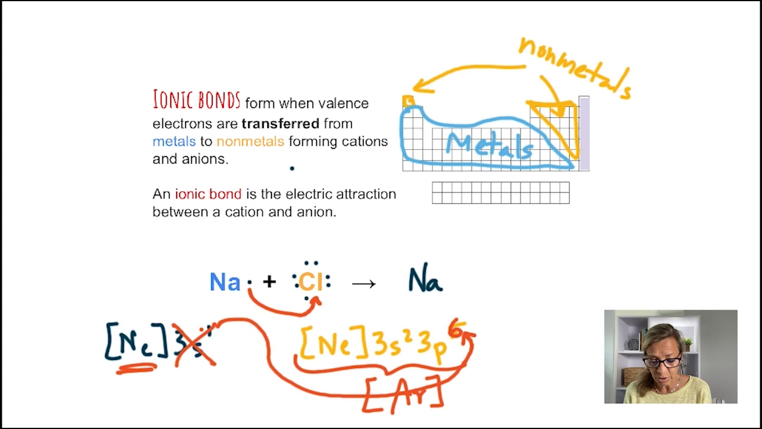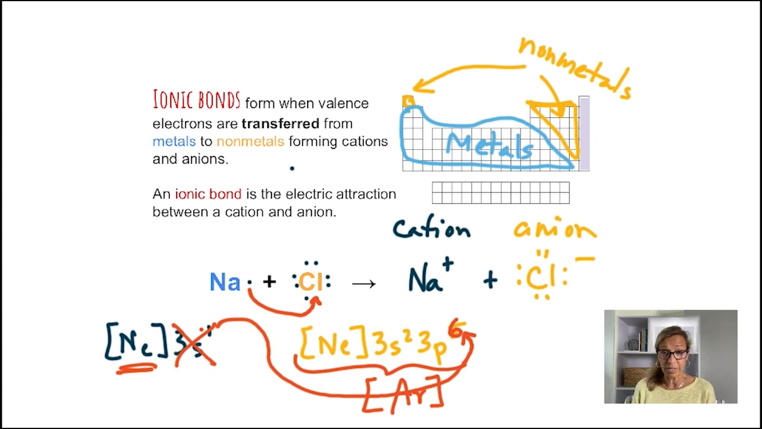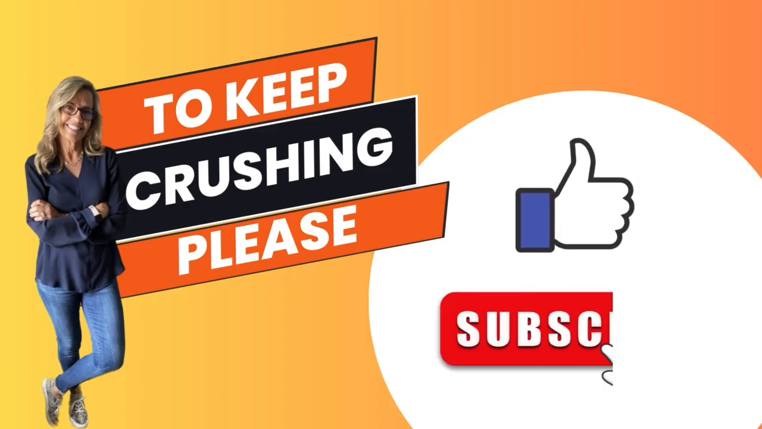Now I have the sodium ion. Since I've lost an electron, I have a +1 charge. And then chlorine now is an ion called chloride, and it has a -1 charge. So I have an anion and I have a cation. And these are oppositely charged particles, and what do they do? They attract. And that attraction is the ionic bond.